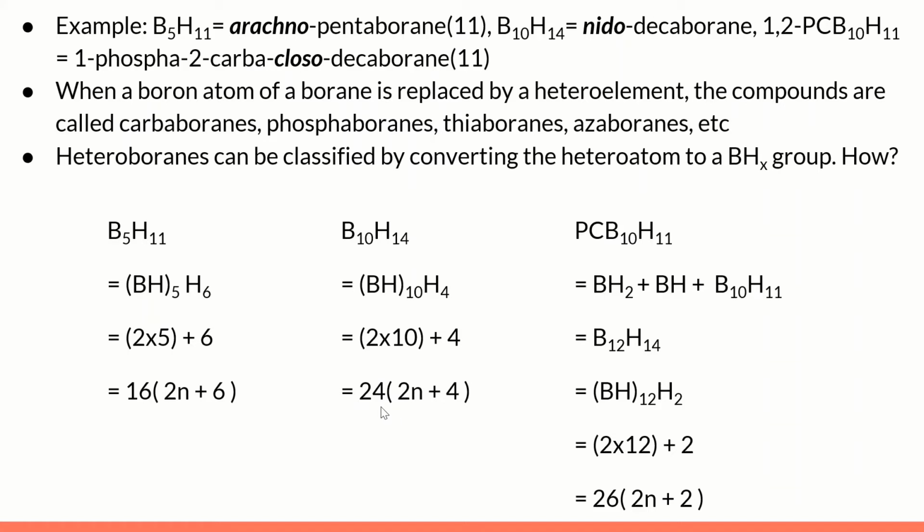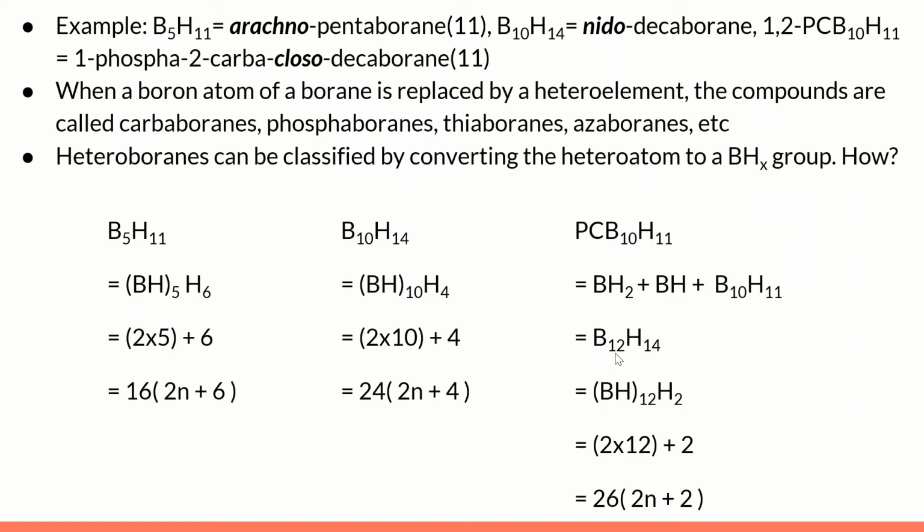From this, you can see that the formula is 2n plus 4. N is the number of BH units. 2n plus 4 refers to Nido decaborane. Lastly, we see the PCB10H11. P is replaced by BH2. C, carbon, is replaced by BH. BH2 plus BH plus B10H11, we will get B12H14.